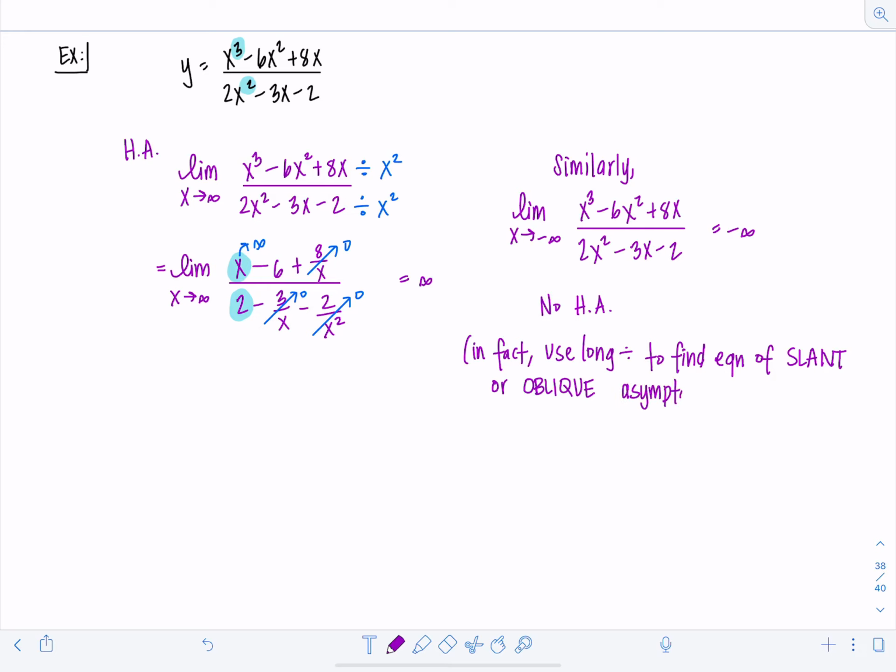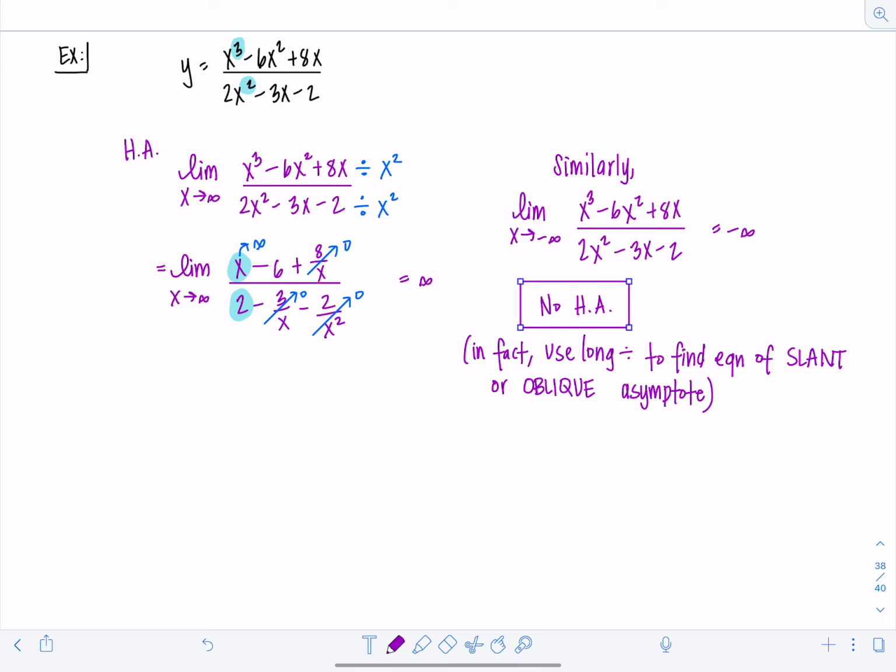And this is something you should be familiar with from Precalculus. If you're rusty on long division, I'll link up here in the corner a video just going over polynomial long division. Okay, you can't use synthetic for this. Good. So no horizontal asymptotes, okay. All right, that's because there's an oblique.